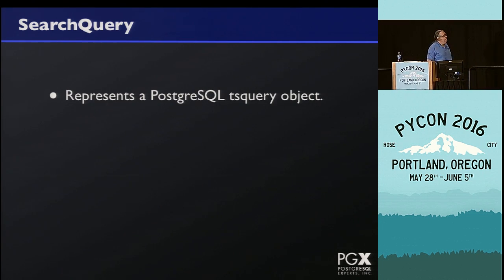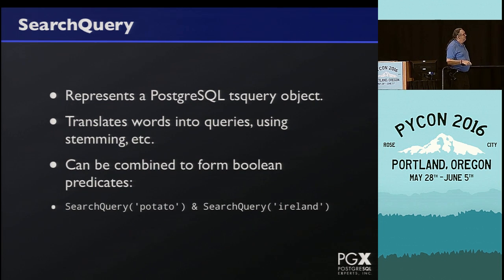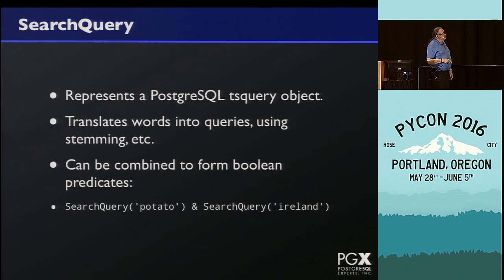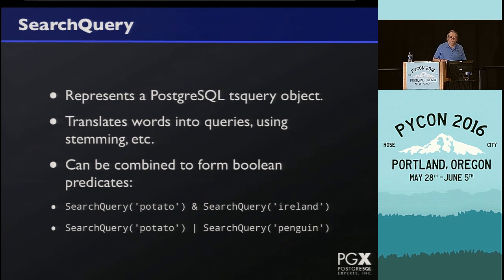So the other side, the query text, sort of conceptually like a query set for full-text search inside of Postgres, is this TS_query object. It translates words into queries using stemming and things like that. You can combine these using Boolean predicates. For example, find everything that contains potato and Ireland, or everything that contains potato or penguin. These are from the docs. I have no idea why they use these particular ones. But so you can build up your full-text search using these.